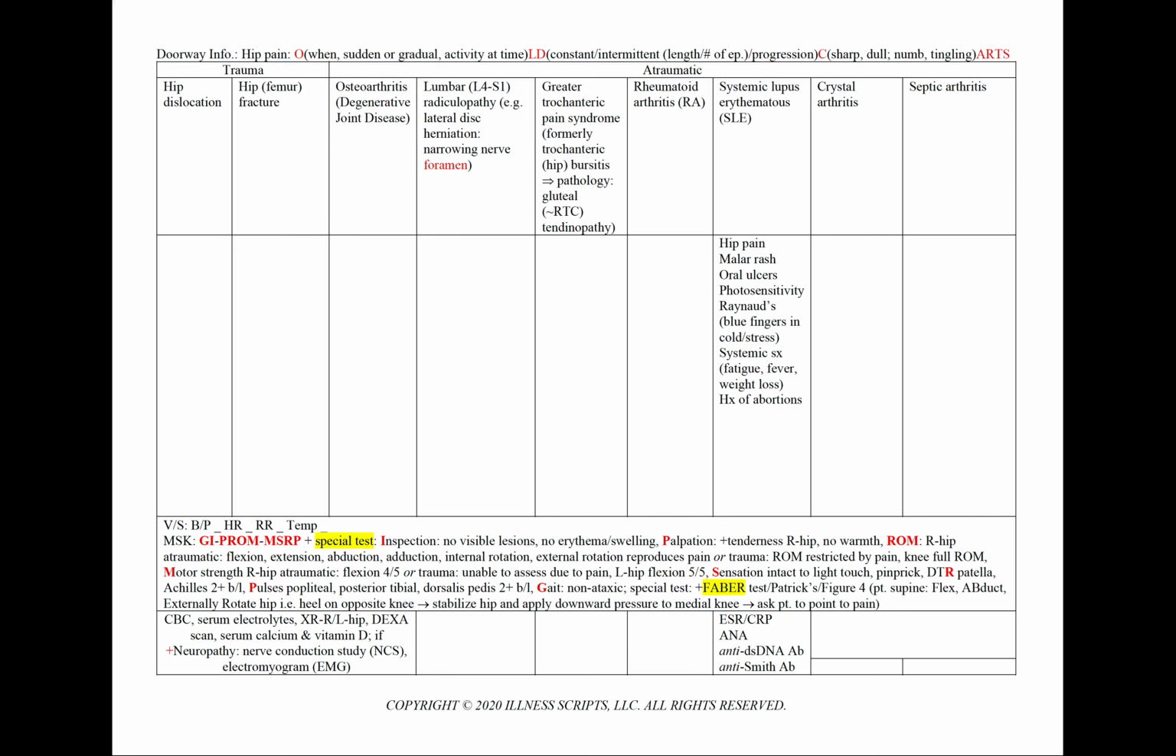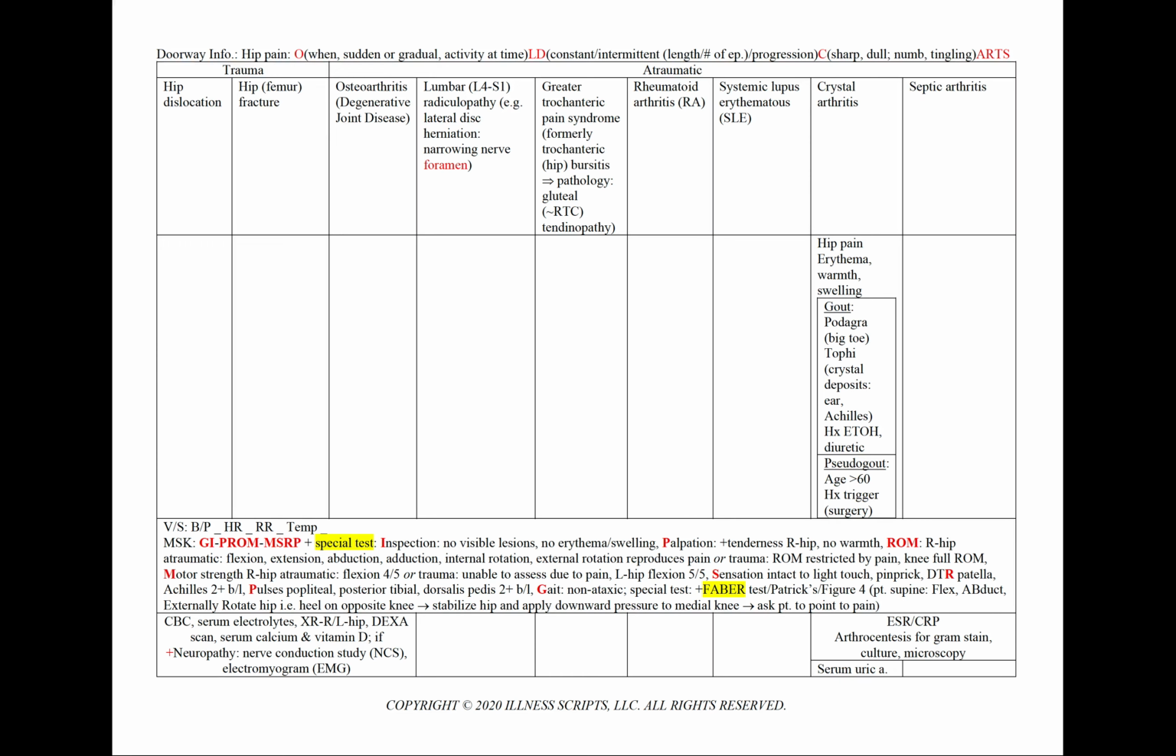In systemic lupus erythematosus, we'll find hip pain with a malar rash and oral ulcers. Our patient can also be complaining of photosensitivity and Raynaud's, or blue fingers in the cold or times of stress. And we'll also find systemic symptoms in our review of symptoms, including fatigue, fever, or weight loss, and we can note a history of abortions in our OB or GYN history. We'll order an ESR-CRP, an ANA, anti-double-stranded DNA antibodies, and anti-Smith antibodies.